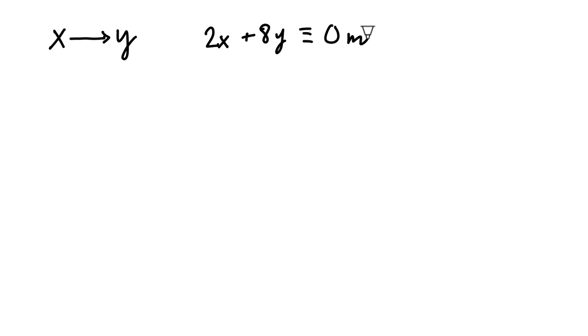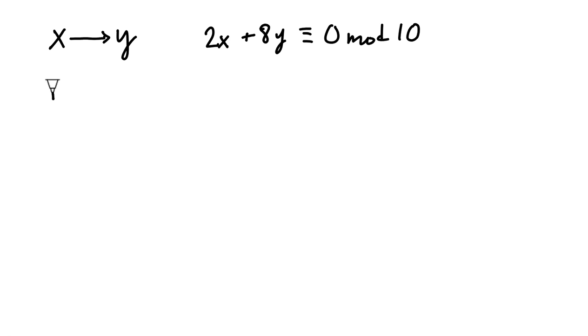Let's take a look at how we can prove that something is an equivalence relation with an example. Let's suppose we want to show that x arrow y is an equivalence relation between two integers if 2x plus 8y is congruent to 0 mod 10. Okay, well, we're going to check the different properties of this.